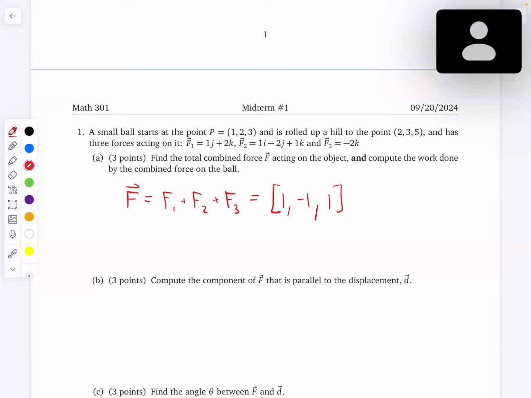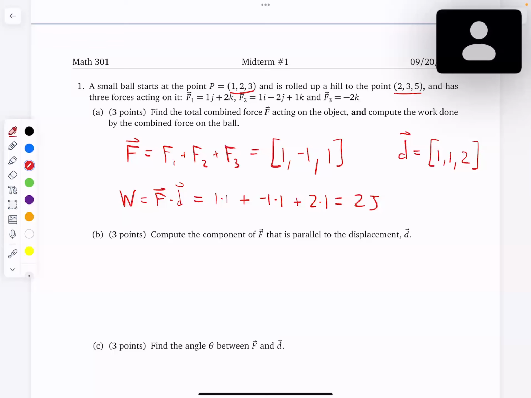So that's our force. And the work done, remember work is equal to force dotted displacement. And so the displacement vector is just the ending point minus the starting point. And so that will be 1, 1, 2. And so if we dot those two vectors, you get 1 times 1 plus negative 1 times 1 plus 2 times 1. And that will just be 2 joules.